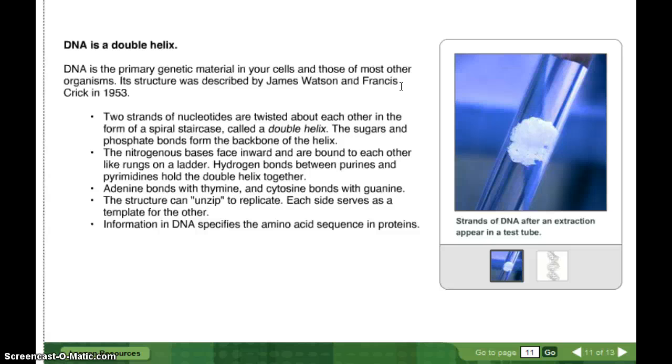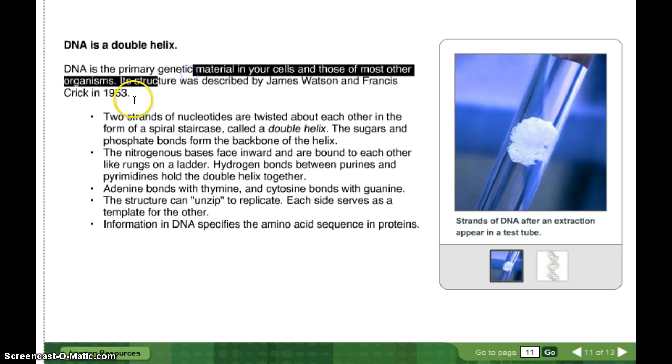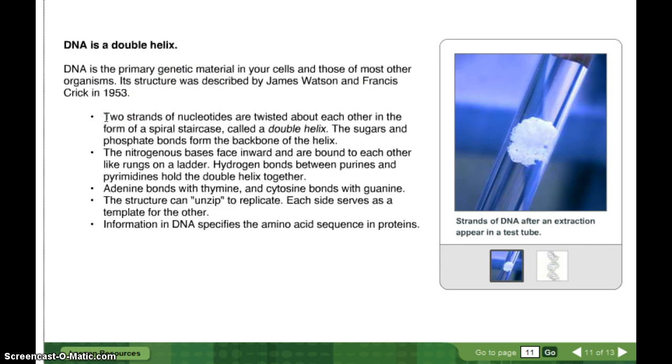Because when you're working with x-rays, you know, when you go to the doctor or the dentist, they always put that lead vest over you because it actually messes with your cell's DNA. And she died from radiation in that. And so it was her work that was very important for them figuring out and putting together the structure. So two strands of nucleotides are twisted about each other in the form of a spiral staircase called a double helix. The sugars and phosphate bonds form the backbone of the helix.